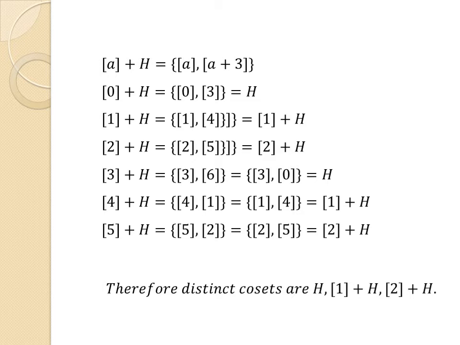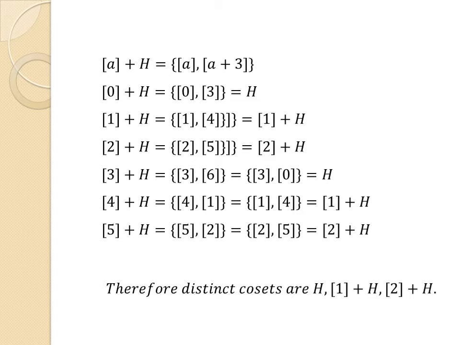First I am replacing 0 in place of a. I will get {0, 3}. {0, 3} is nothing but H. Next I am replacing 1 in place of a. I will get 1 plus H equal to {1, 4}. While I am adding 1 with H = {0, 3}, I will get {1, 4}. So I may rewrite this {1, 4} as 1 plus H. Next 2. 2 plus H is equal to {2, 5}. So I may rewrite this as 2 plus H.